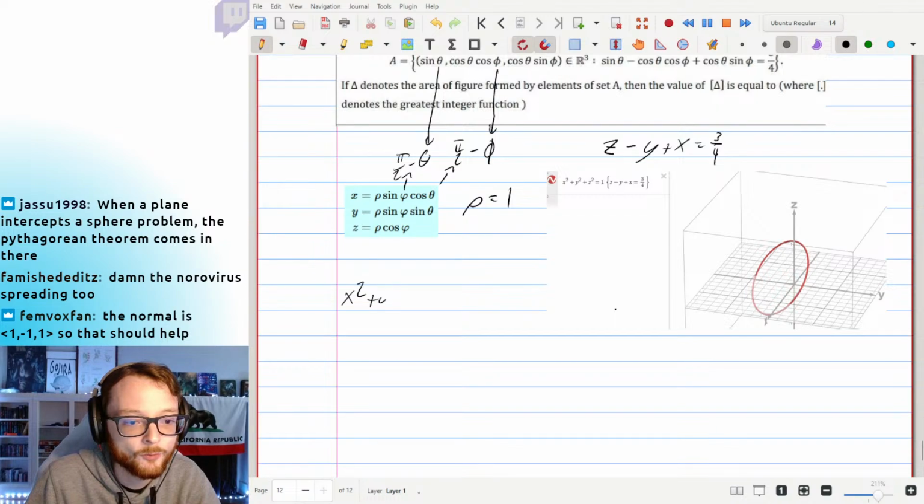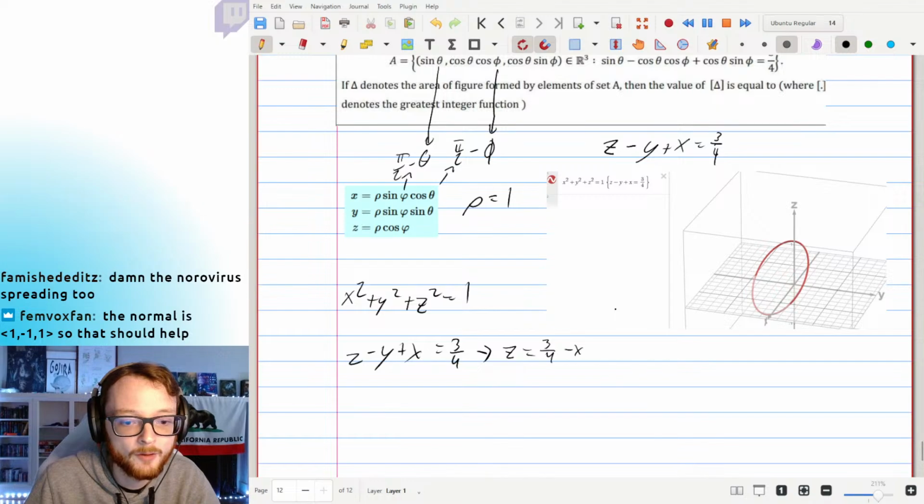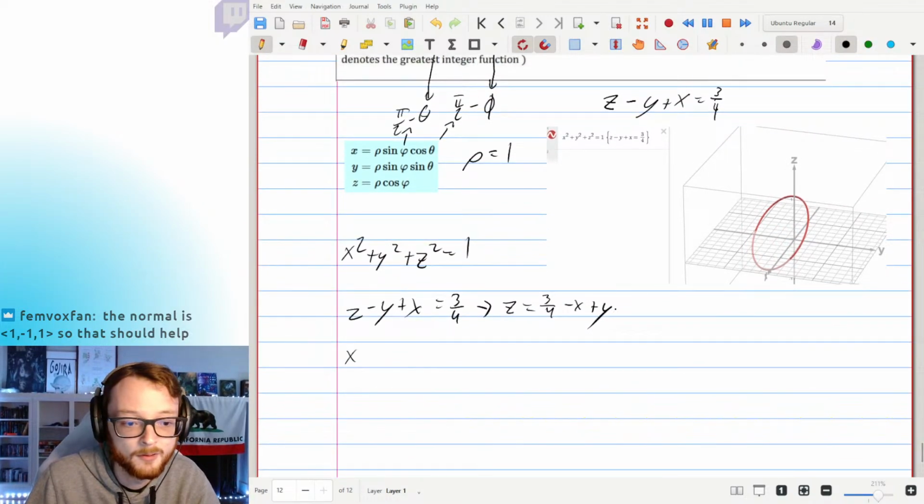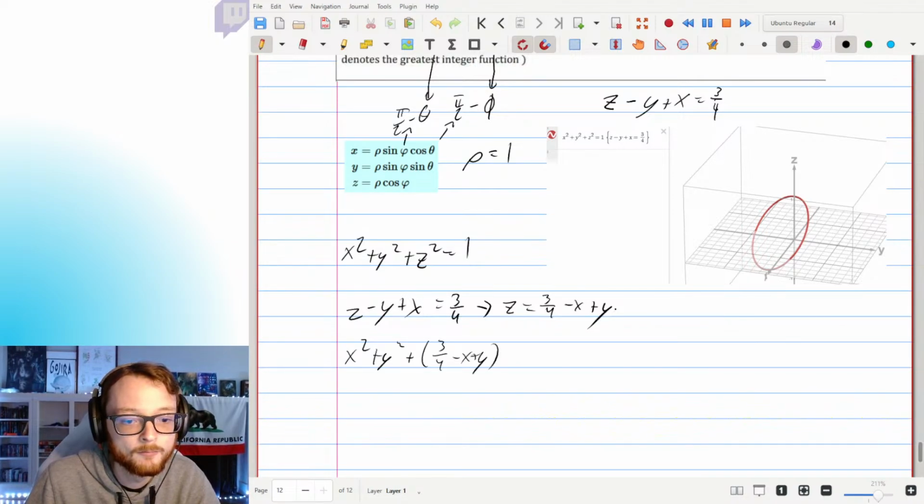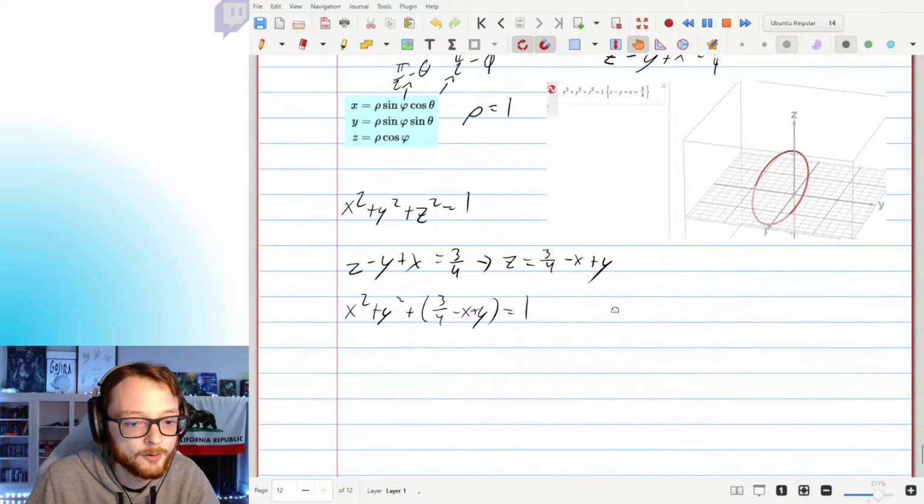we could look at x squared plus y squared plus z squared equals 1, and z minus y plus x equals 3 over 4. We could solve this for z. That's not z. That's z equals 3 over 4 minus x plus y. And plug it into the equation for the sphere, allegedly. And then just try and get into standard form for a circle.